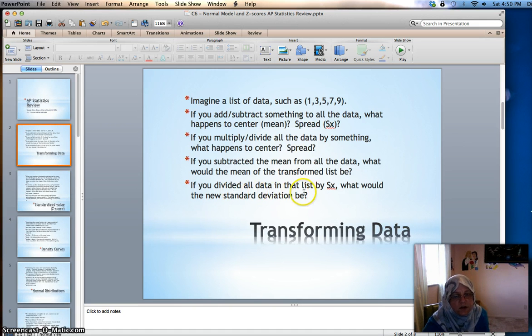If we divided all data in that list by the standard deviation, what would the new standard deviation be? Well, when we doubled our data, the spread doubled. So if we're dividing the data by the standard deviation, then the spread would change by being divided by the standard deviation. So it would be S sub x over S sub x, or it would become 1.